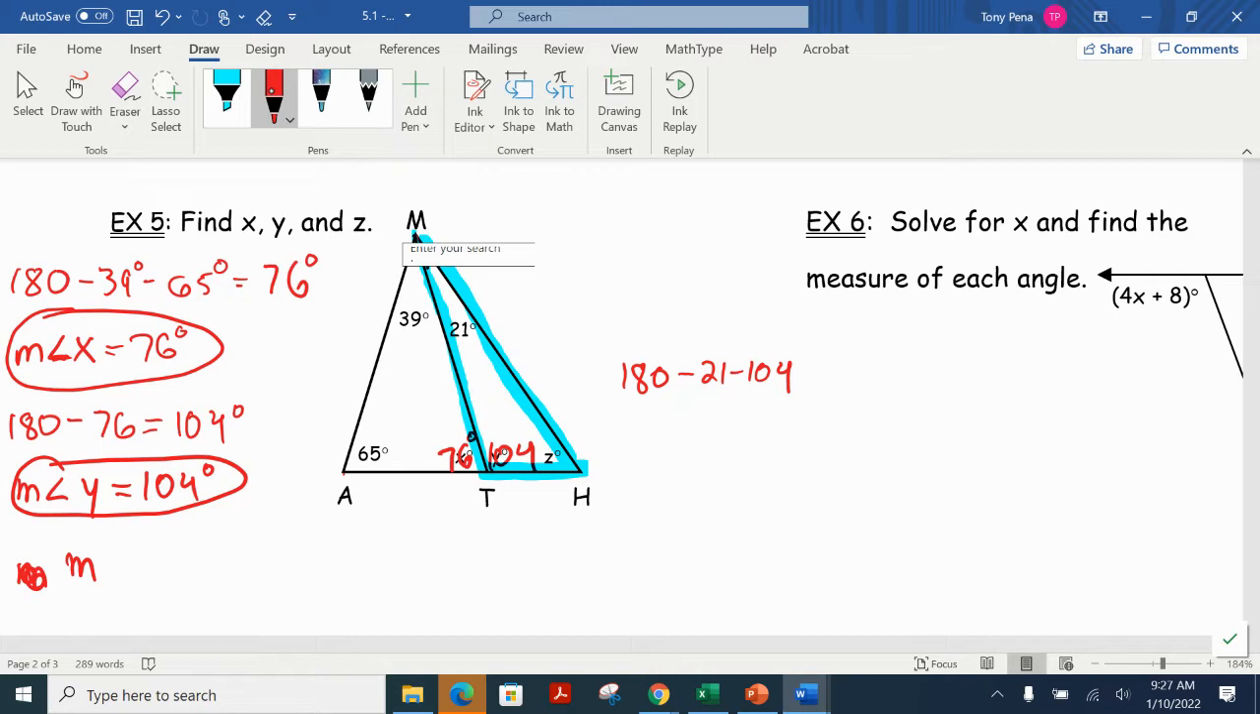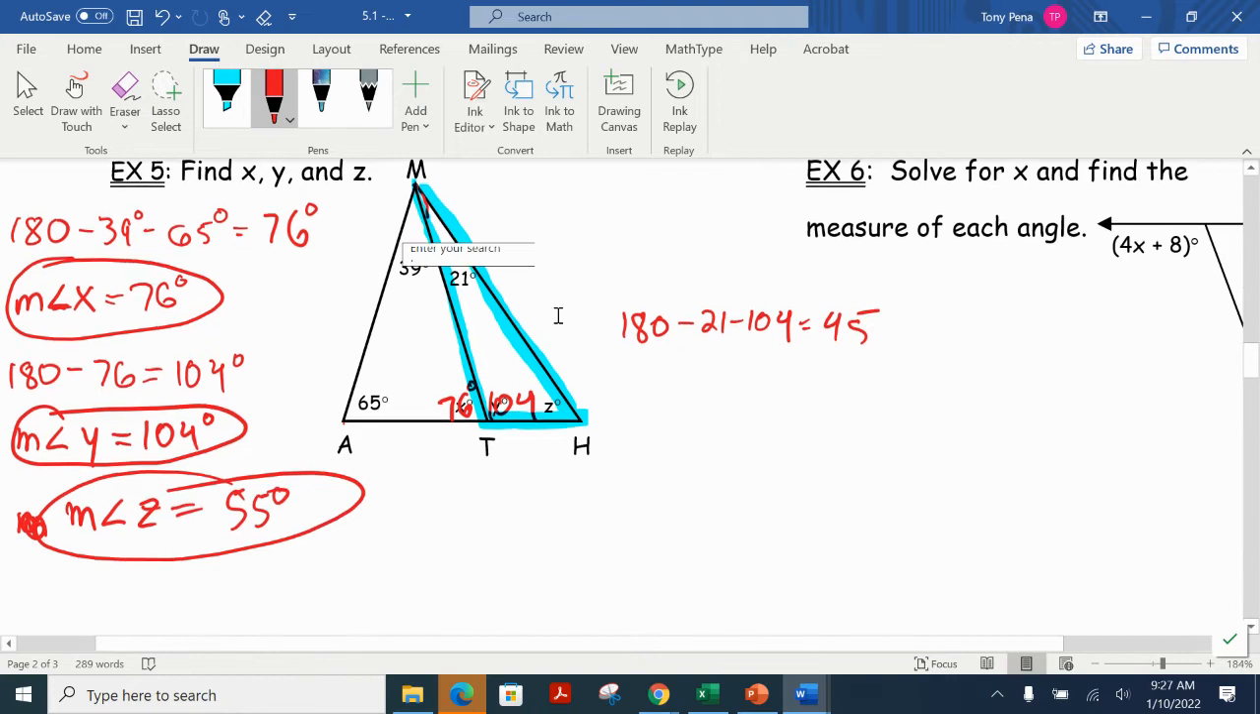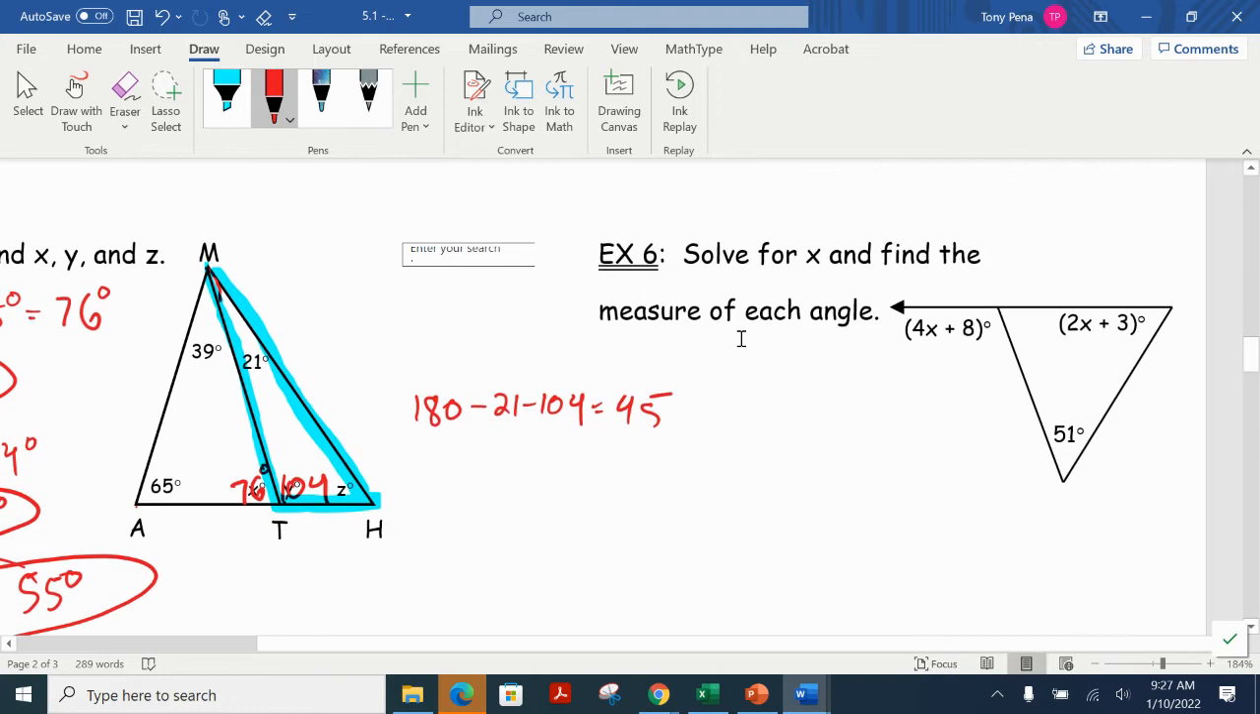So the measure of angle Z is then not 100. Was it 45? Is it 125? It's 55. Yeah, 55. All right, so 55 degrees. Okay, that's kind of why I like these. They're nice little puzzles. You've got to be sequential in your thought process. Good stuff. All right, number 6.